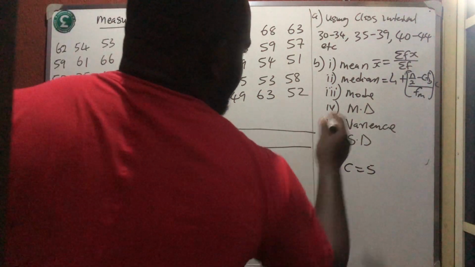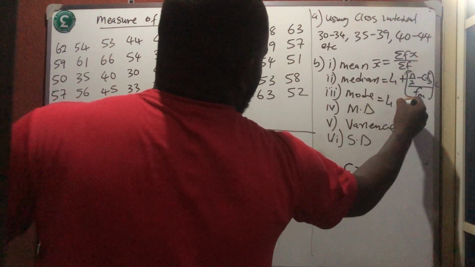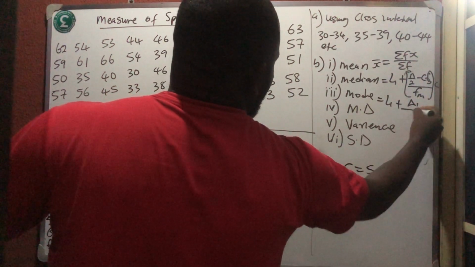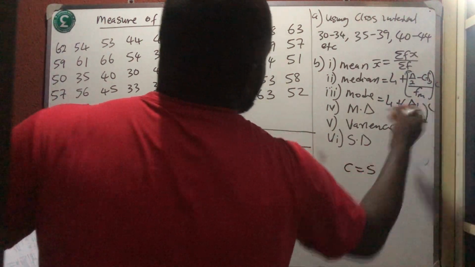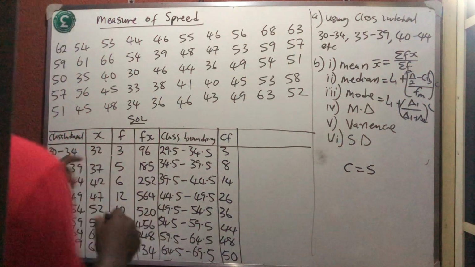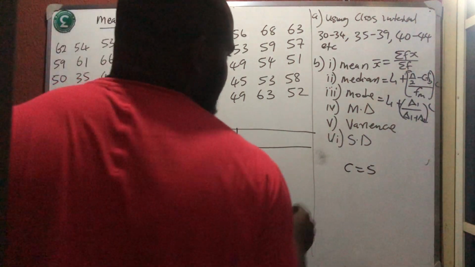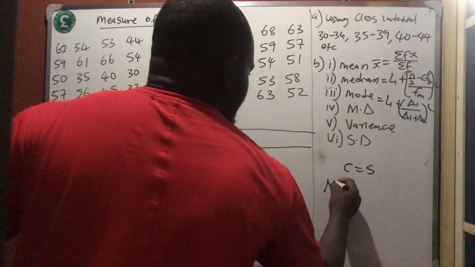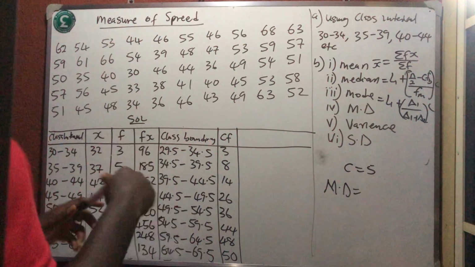Okay, let me start. The mode is simply L1 plus change in 1 all over change in 1 plus change in 2, all bracket C. Okay, and what is our change in 1? Change in 1 is gotten from the change in the frequency at the place I'm talking about. So the next thing we need is the MD, the mean deviation.